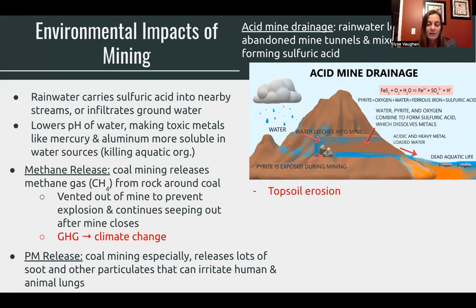And then we already talked about these, but just a reminder, topsoil erosion occurs with mining. We're going to have habitat loss with surface mining, and we're going to have increased stream turbidity because all those sediments and soil particles are going to flow into the rivers and streams.